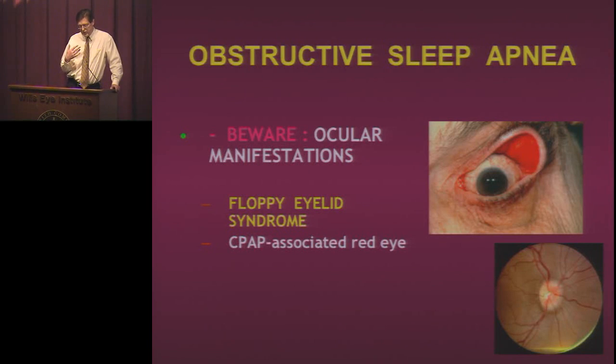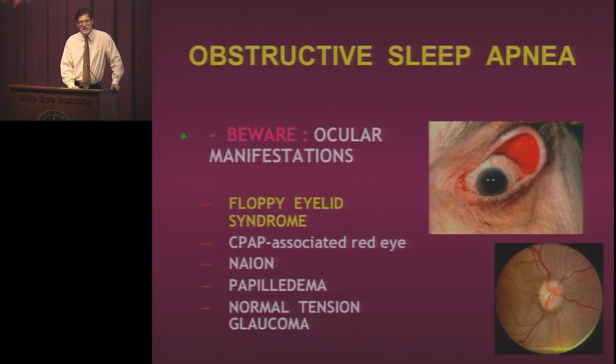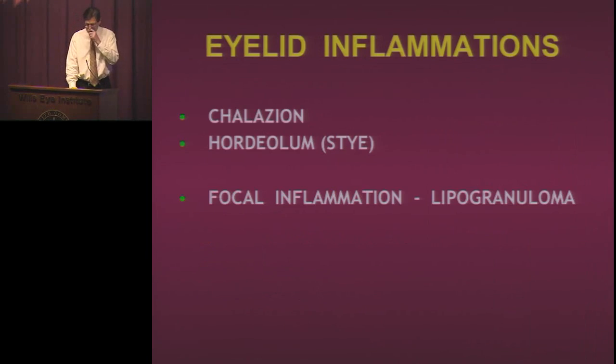And those can range from just CPAP-associated dryness of the eye. There's an increased incidence of non-arteritic ischemic optic neuropathy. There's an increased incidence of papilledema. And there's an increased incidence of normal tension glaucoma. And all these mechanisms are very poorly understood, but they're well documented in the literature. So when you see floppy lid, think systemic, think the other parts of the eye also. Okay, that's all I have to say about floppy lid.